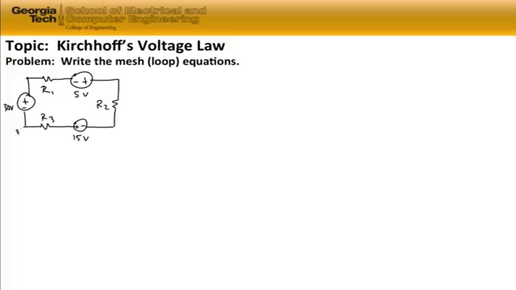And we're going to assign the current in a clockwise direction around our single loop circuit. So if we do that, we know that through this passive sign convention, the current should enter the positive end of the voltage drops across our resistors.